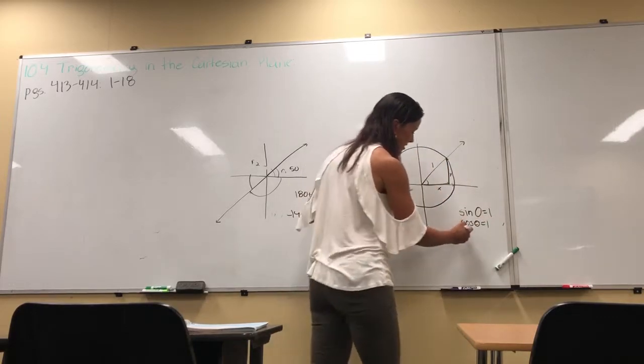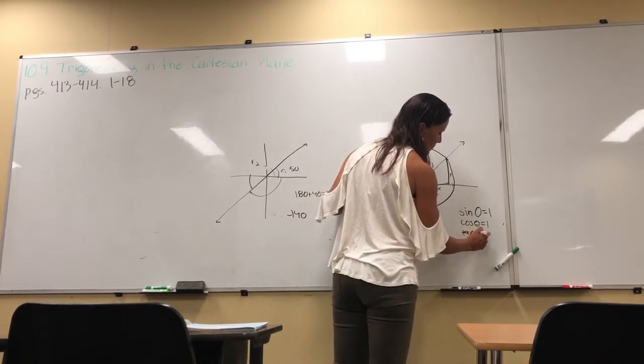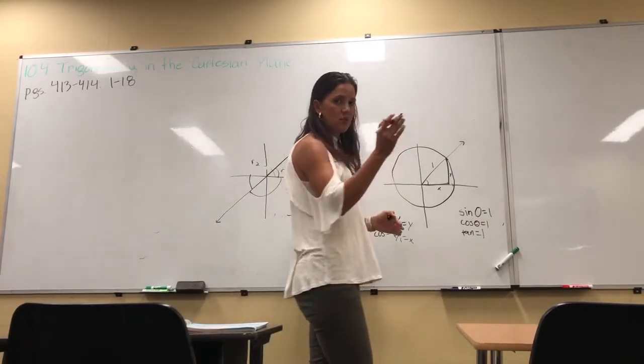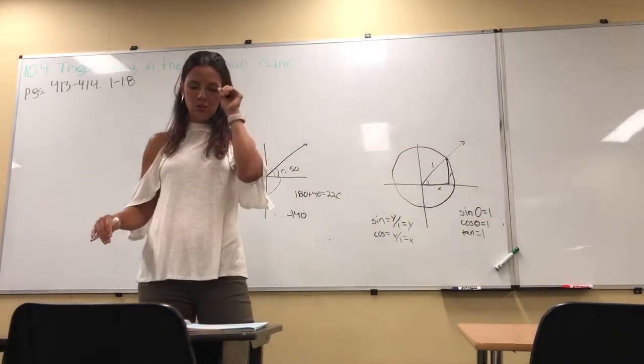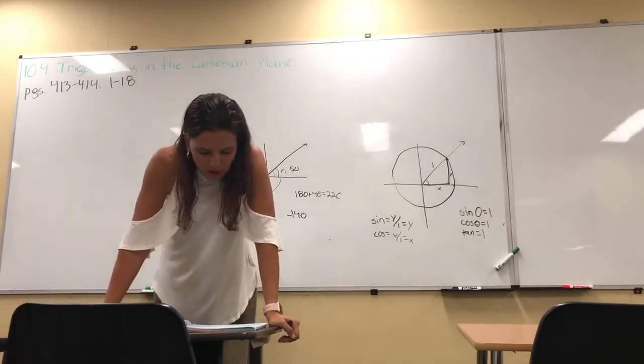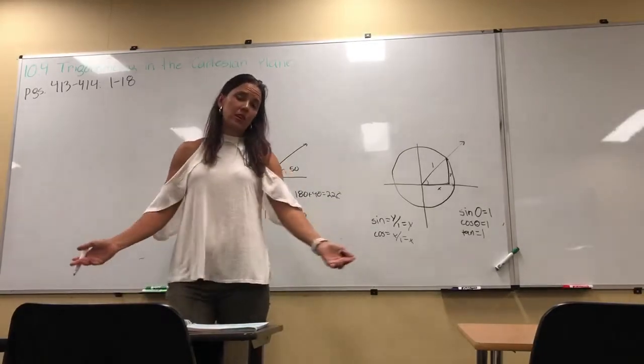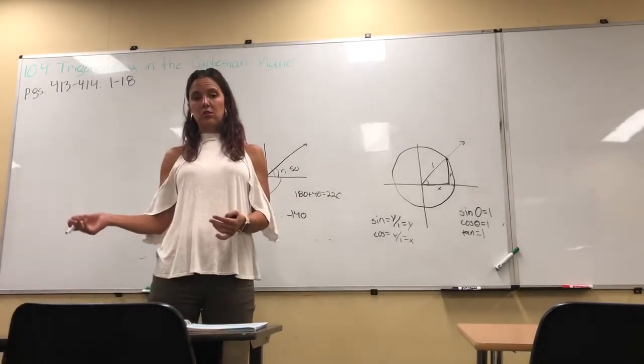And then what's our last thing actually? Our tangent is also going to be 1. Okay, so for a value of 0, all of your ratios are equal to 1. And actually that's all it says. So just remember, if you have an angle of 0, all of your values are going to be 1.